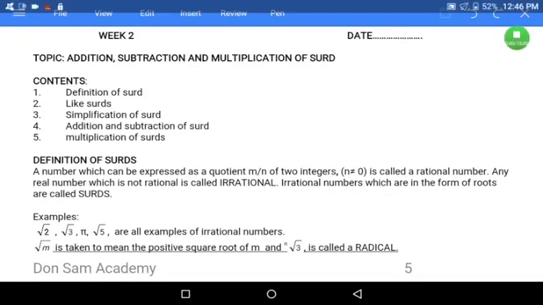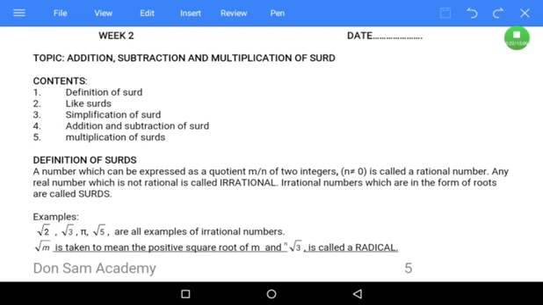Good day. Today we shall be talking about addition, subtraction, and of course multiplication of surds. In this topic, we'll be talking about the definition of surd. We'll define surd. We'll discuss like surds. We'll discuss how to simplify surds. Then the addition, of course, the multiplication of surds.